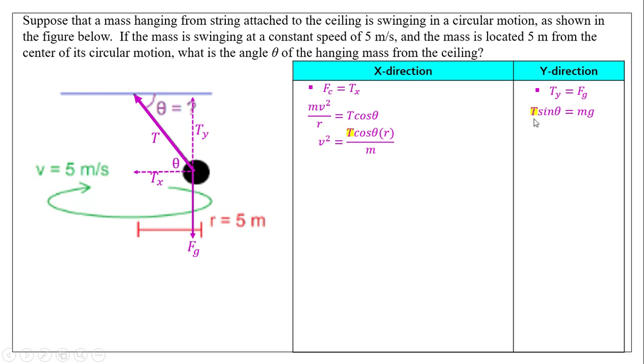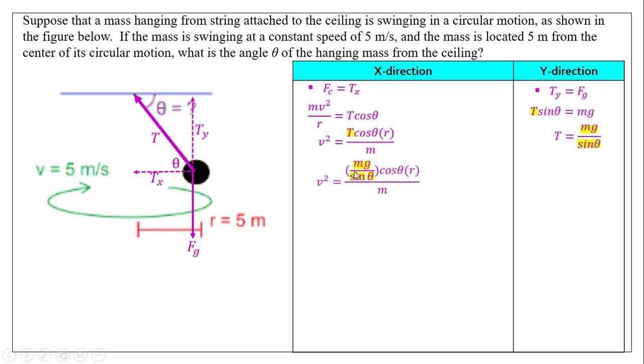So on the right side, to get rid of T, I can go ahead and solve for T by dividing both sides by sine theta. So here F of g is simply mg, and then if you were to divide both sides by sine theta, you get mg over sine theta. Well, now that we have a statement for T, we can substitute in on the left side. So I just did a quick substitution here. So instead of T, I did mg over sine theta times cosine times r divided by m.